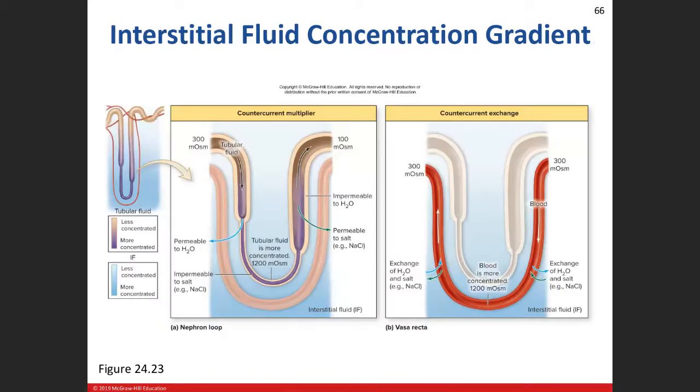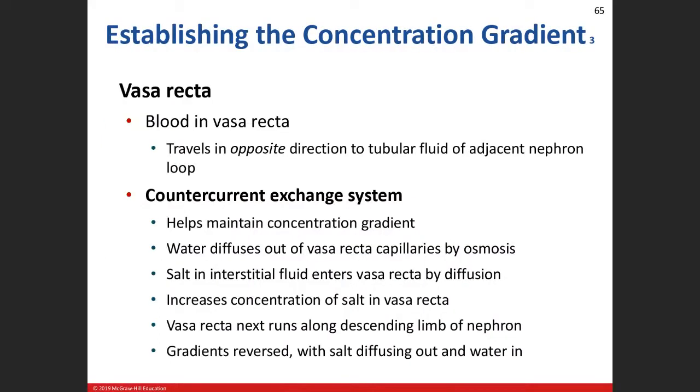All right, so what does that mean? You can see here, the tubular fluid is going from here to over here. The blood flow, though, is going in the opposite direction. So tubular fluid movement is going from left to right, like reading a book. Blood flow is going from right to left. So that's what we call countercurrent exchange. So what's going on here?